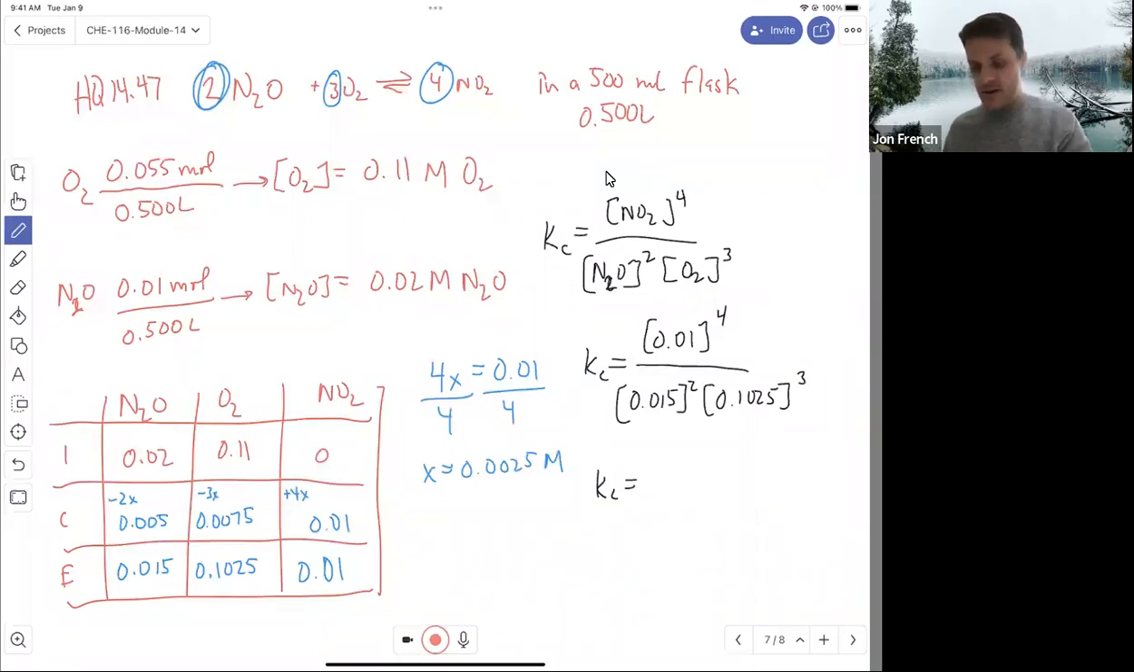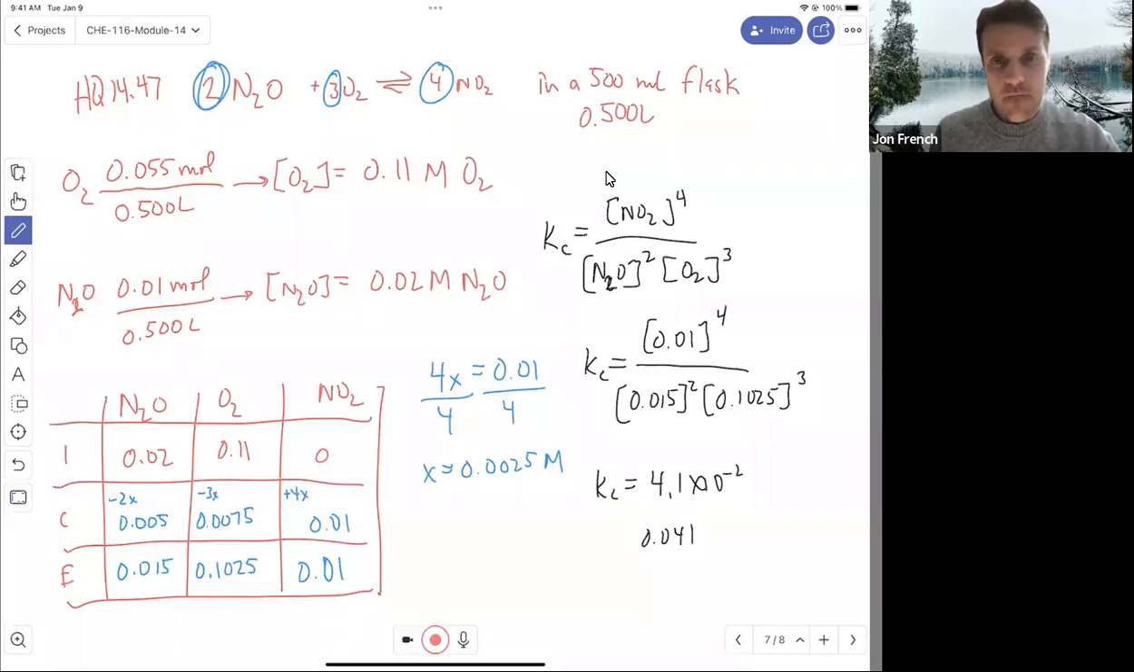Put that all together, and we're going to divide that by 0.015 squared times 0.1025 cubed. And I get an equilibrium constant for this reaction of about 4.1 times 10 to the minus 2. So 0.041 for the equilibrium constant for this reaction.